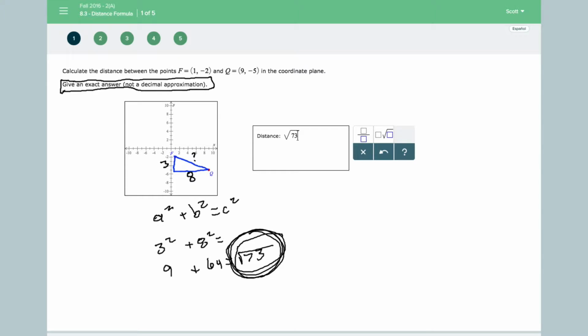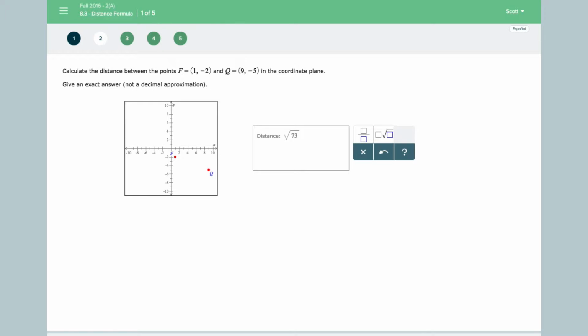So how does that work? How can I do that without drawing the right triangle? How can I figure it out based on just the coordinates? Well, we have our first set of coordinates and our second set of coordinates, and it doesn't matter which one's which. It could be 2 and 1. It doesn't matter as long as you keep them straight. We have 1, comma, -2, and we have 9, comma, -5. Those are the two coordinates right here.